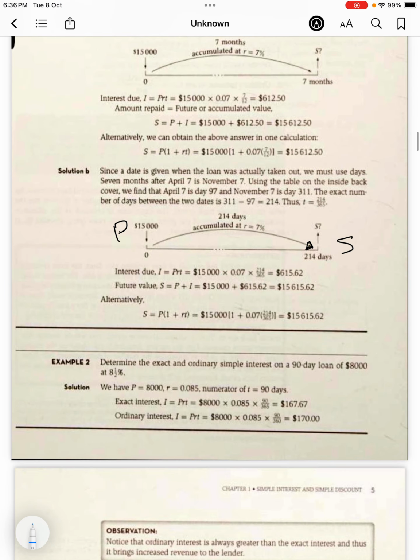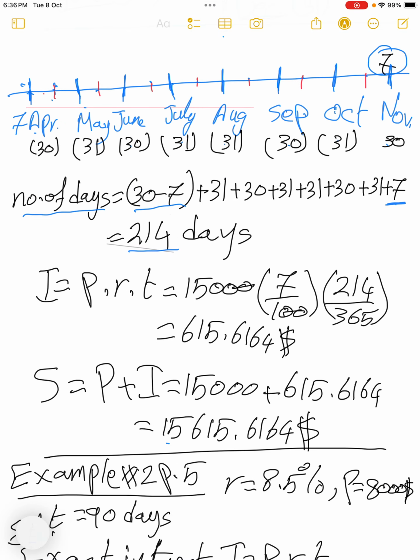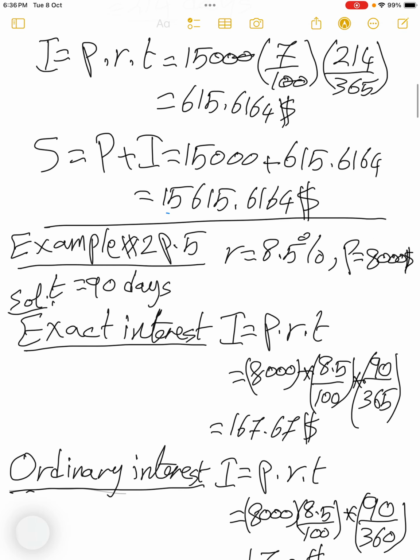Returning back to example number 2: determine the exact and ordinary simple interest on a 90 days loan of $8,000 at 8.5% interest rate. Now we will see exact and ordinary simple interest. Here you will have example number 2, page 5, R equals 8.5% interest rate, B principal 8,000, T 90 days.